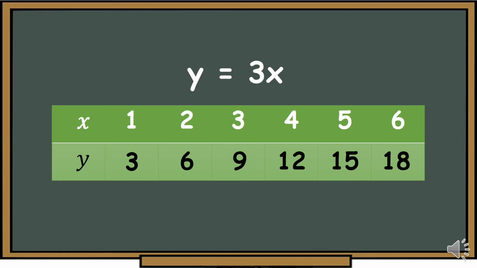Notice that as the value of x increases, the value of y also increases. As the value of x decreases, the value of y decreases. So the relationship between the values of x and the values of y in this example is expressed by the equation y equals 3x. So the equation is called a direct variation. We say that y varies directly as x.